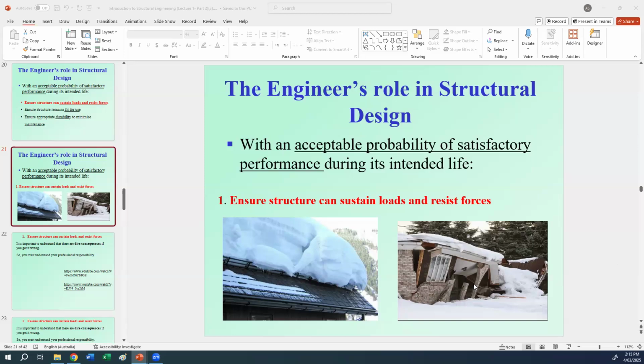For example, if you are in a city susceptible to flooding, the building design or the structure design should include the flood loads. So this is something you need to consider when you ensure the structure can sustain load and resist force. So you need to do your research and investigate all the types of loads that can be applied to the building you are designing.